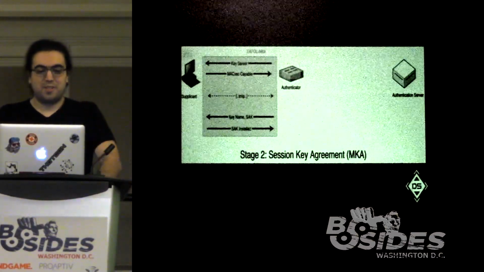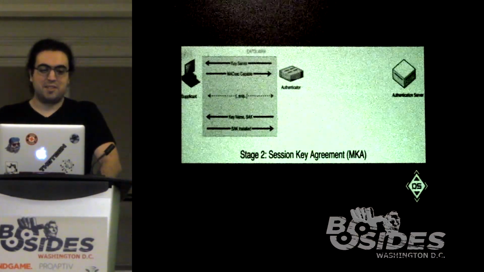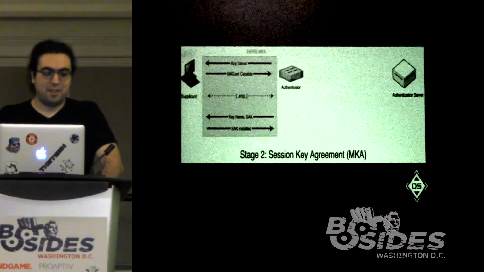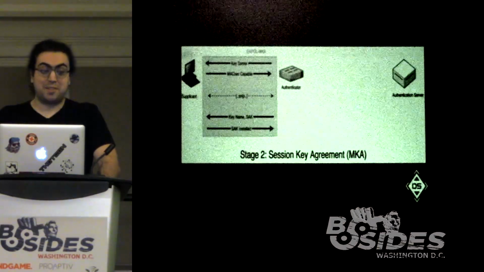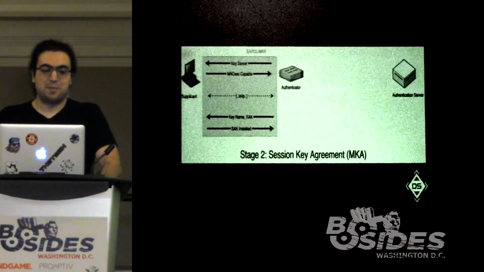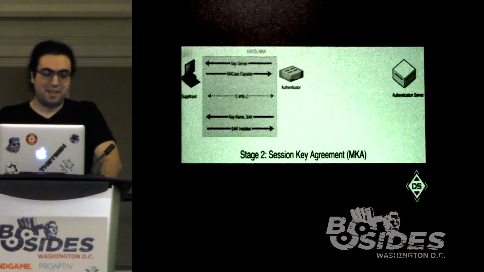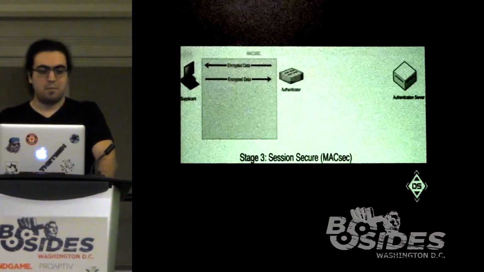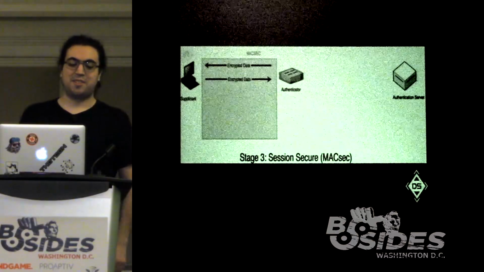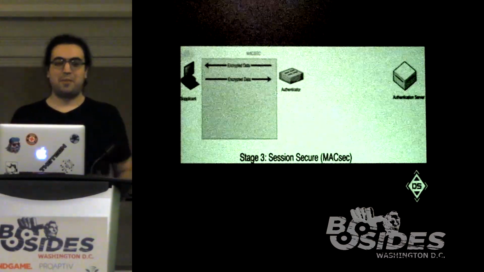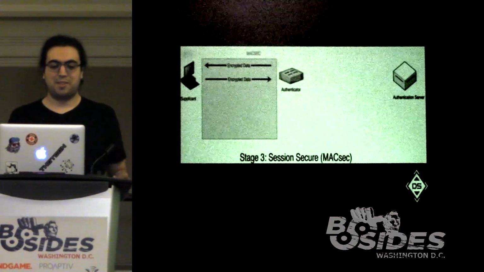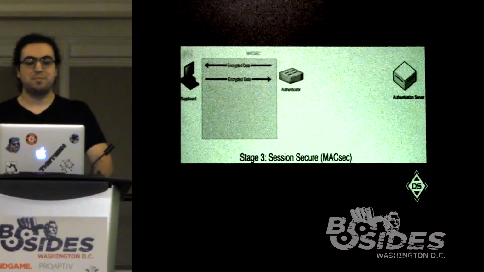If we manage to get through stage 1, we then go to stage 2, the session key agreement. Pretty much what's going to happen there is that we're going to establish that the supplicant is actually capable of supporting MACsec. If it is, we're going to install the SAK and key name on the supplicant. Once we do that, we move to stage 3, the session secure state. And once we've reached stage 3, that is when we are actually protecting all this communication using that layer 2 encryption, using MACsec.